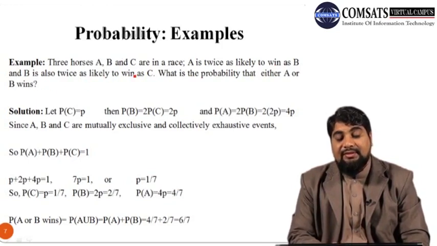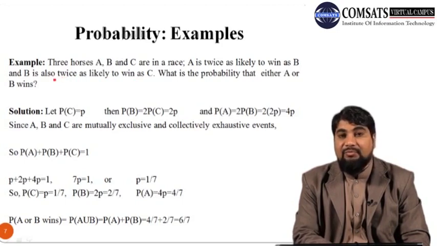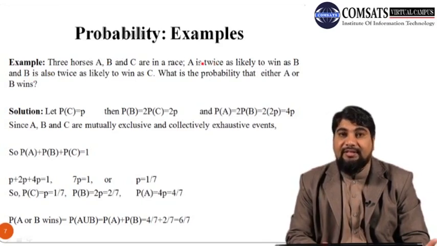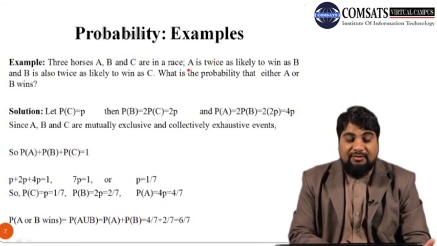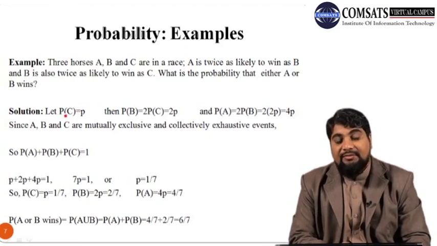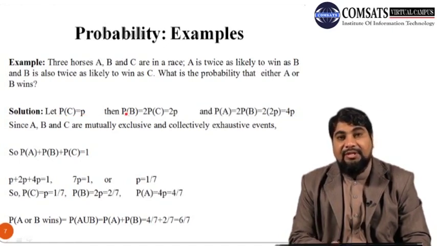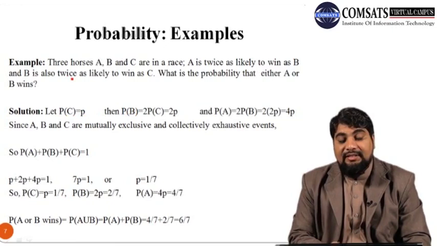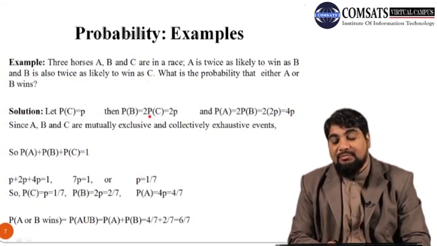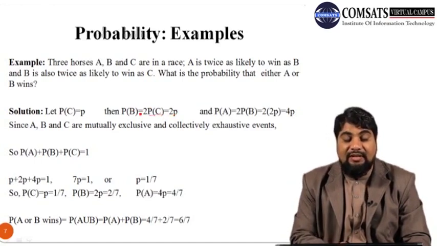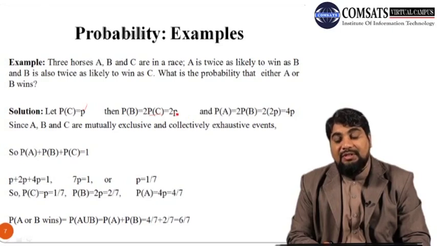Here in this case, if we know the probability of horse C winning, then we can double it to get the probability of B. Once we have the probability of B in hand, we can double it to get the probability of A. So let us assume that the probability of C is small p. Then probability of B is twice the probability of C, so it is 2 times P.